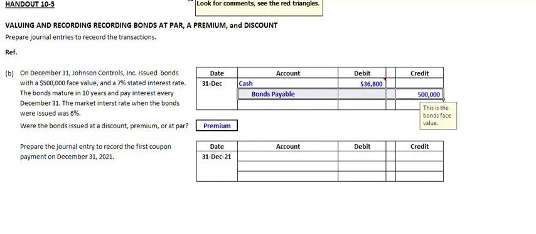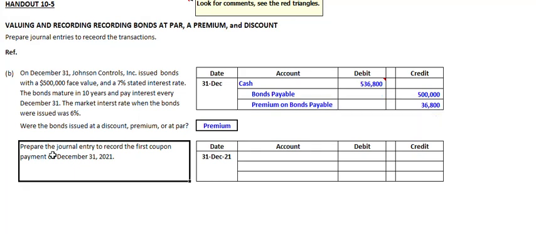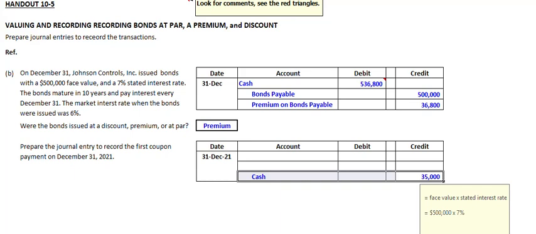Now, obviously, debits don't equal credits. So we're going to need to credit the premium on bonds payable for the difference, $36,800. Let's go ahead now and consider the payment of our first coupon on December 31st, 2021. Our cash payment on these bonds is simply the face value, the $500,000 times the 7% stated interest rate, just like in scenario A. Our interest expense will be different.